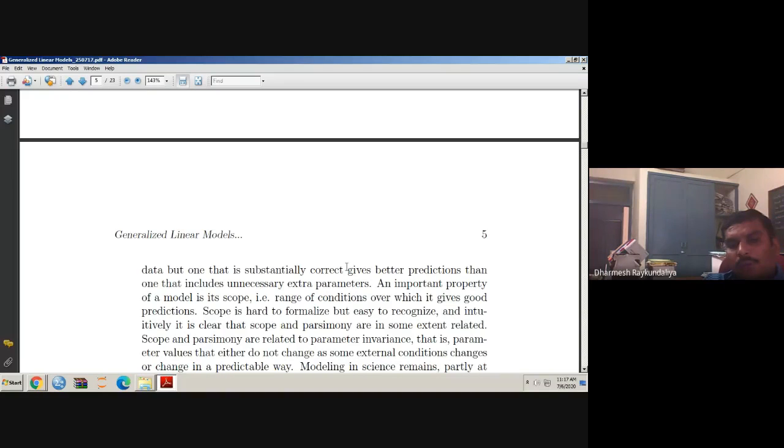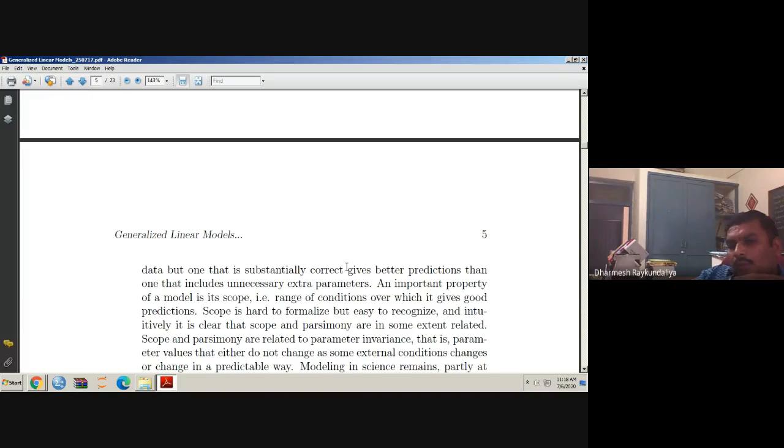So an important property of a model is its scope. When you say that the model is parsimonious, you have identified this based on some goodness of fit criterion. But whatever models you design or develop, it should have its scope. Its scope means the range of conditions over which it gives good prediction.